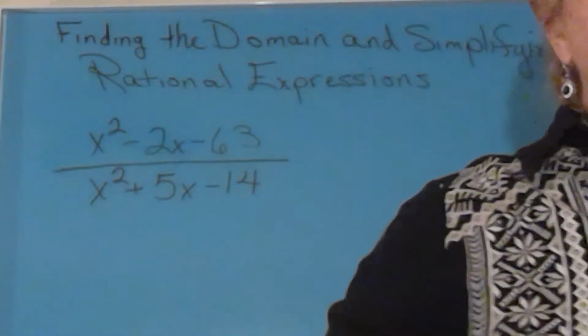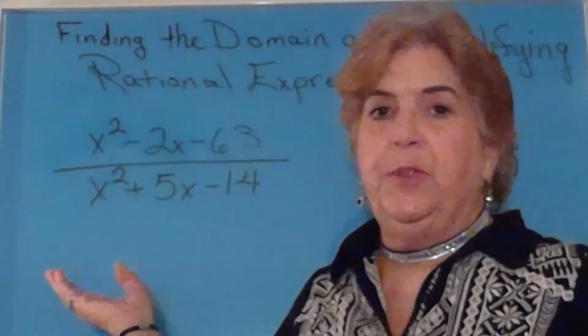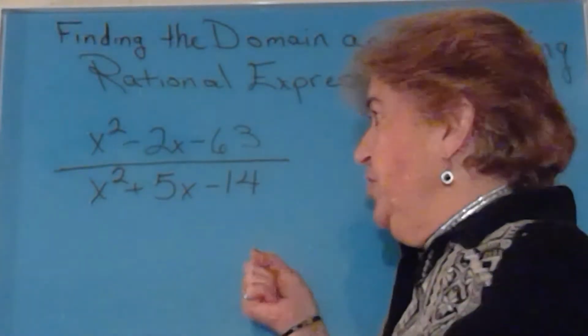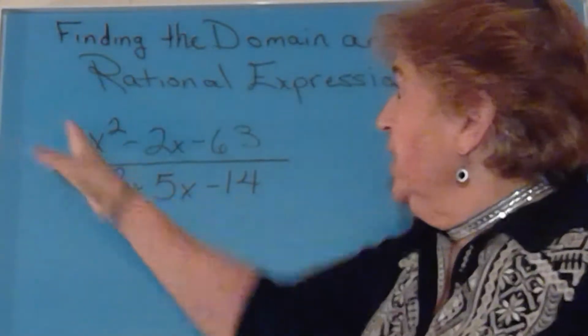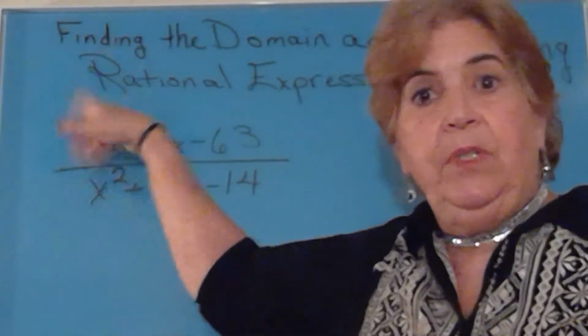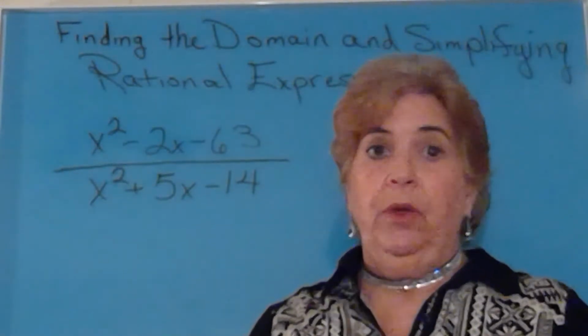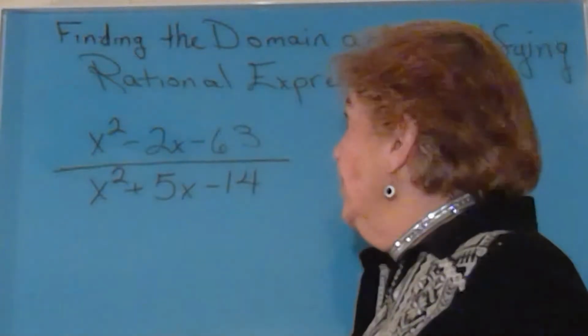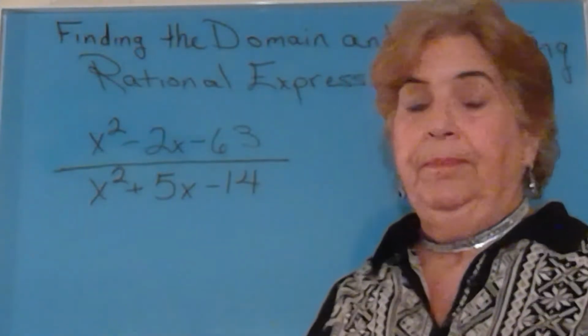When students are first learning to work with rational expressions, one of the first things they want to do, which is an error, is say, well, I've got an x squared up here and an x squared down here, I'm just going to cross those out. You can't do that. X squared is not a factor. The only way you can divide something out is if it's a factor. We don't divide out terms.